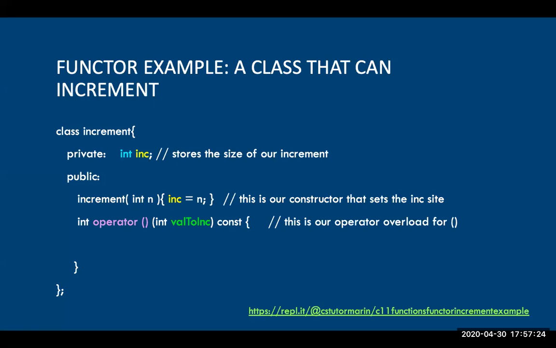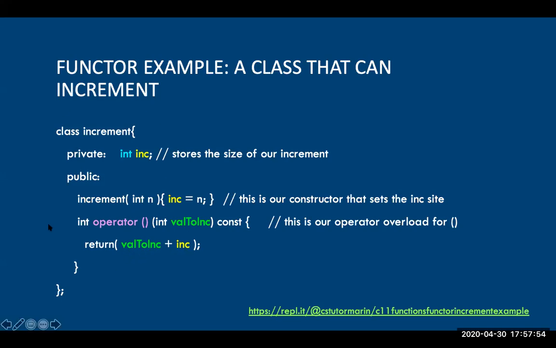So when you call this instance as a function and you pass in some number, an integer, and I've called my integer argument val to inc, this is the value we want to increment, and I'll come back to why we have a const here in a second. Then I just return the val to inc plus whatever this particular instance of the function was created to do. If it's supposed to increment by 1,000, then we'll be incrementing val to inc by 1,000.